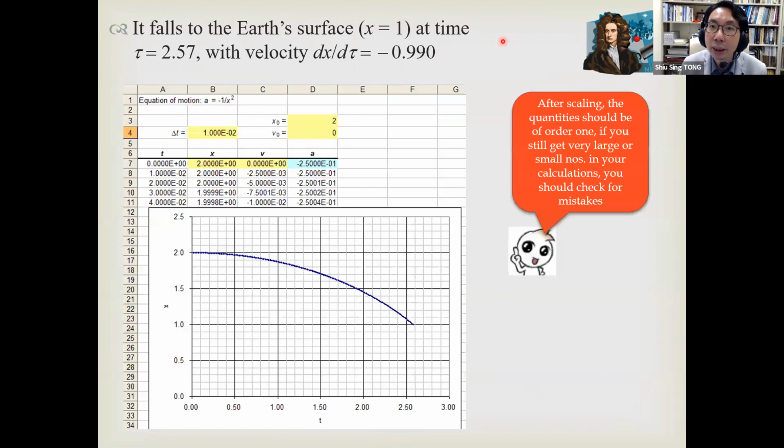So I do the calculation, and I do it on a spreadsheet. The acceleration is simply given by minus 1 over x squared, and it's in this column, right?